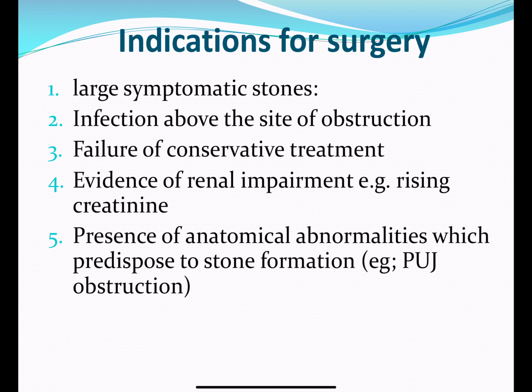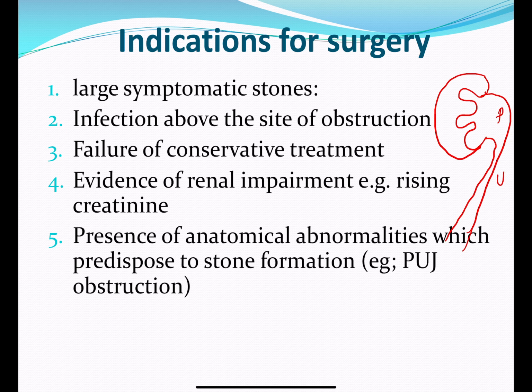Obviously, if the patient has some anomalies like PUJ obstruction and has a stone, then we have to do surgery to treat both the stone as well as the PUJ obstruction. PUJ obstruction means this one. See here, this is the kidney. This is a congenital narrowing of the junction of the pelvis and ureter. The junction of the pelvis and ureter may sometimes be congenitally narrow, such that it won't allow adequate urine to pass down. So it may lead to stasis. Stasis leads to stone formation.